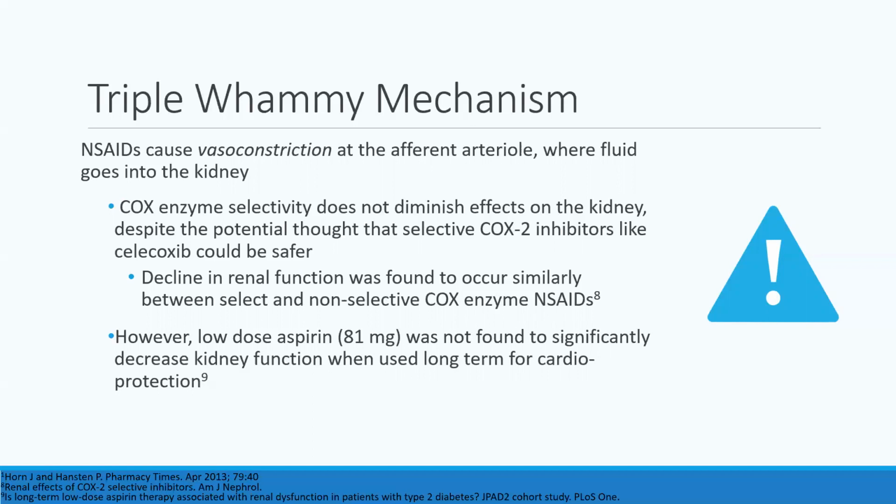In a study done, they found that renal function declined equally between both selective and non-selective NSAIDs. However, it's important to note that another study found that low-dose aspirin, the 81 milligram tablets, were not found to significantly decrease kidney function when they were used long-term for cardioprotection.